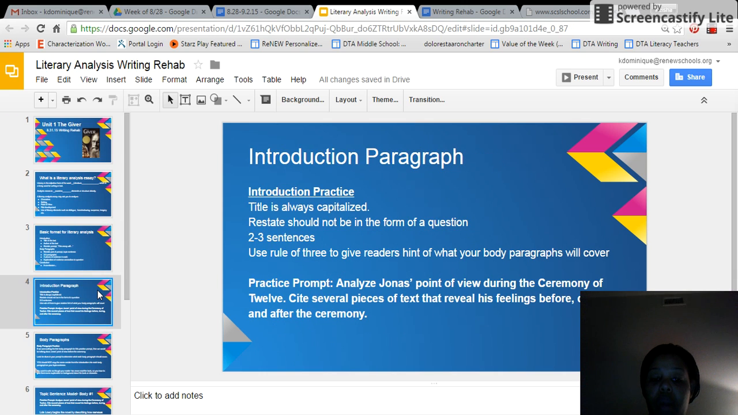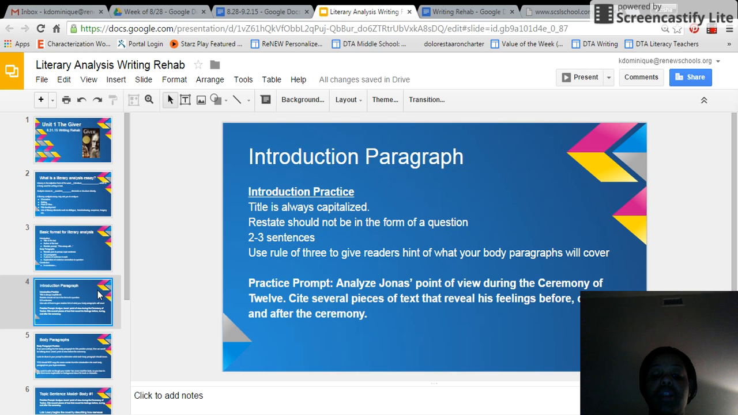In your introduction paragraph, the title is always capitalized and it's either underlined or in quotation marks, depending on if it's a novel or an article. Restate should not be in the form of a question. You have to make sure your restate is a statement, telling the reader exactly what you're going to analyze in this essay. Remember, never use I. It's not about what you are doing. It's about what you're analyzing, something that was done in the text. It should be 2 to 3 sentences.